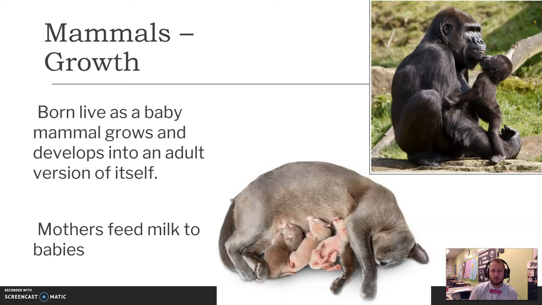Another part of animal growth is that the mom of the mammal species will produce milk, which the babies will then feed off of. So you can see in the bottom picture of the cat there, those kittens are actually feeding off of their mama's milk.